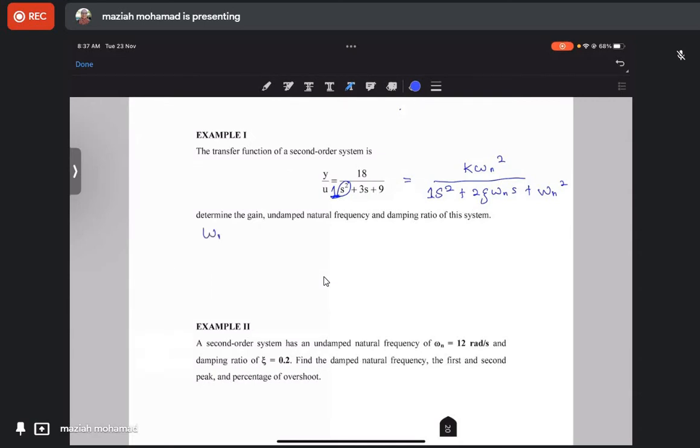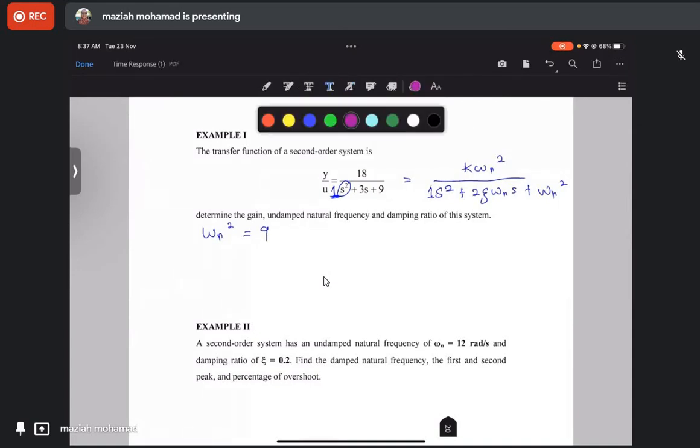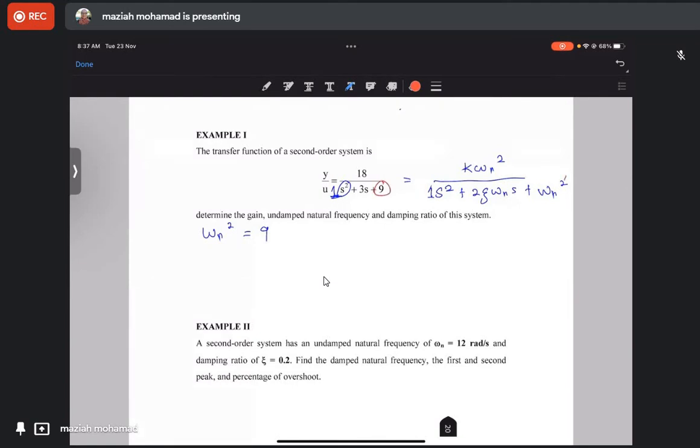So we have omega n squared is equal to 9. Then we have k omega n squared is equal to 18. And the third equation will be 2 zeta omega n is equal to 3. By having these three equations, we can determine the values for k, zeta, and omega n.